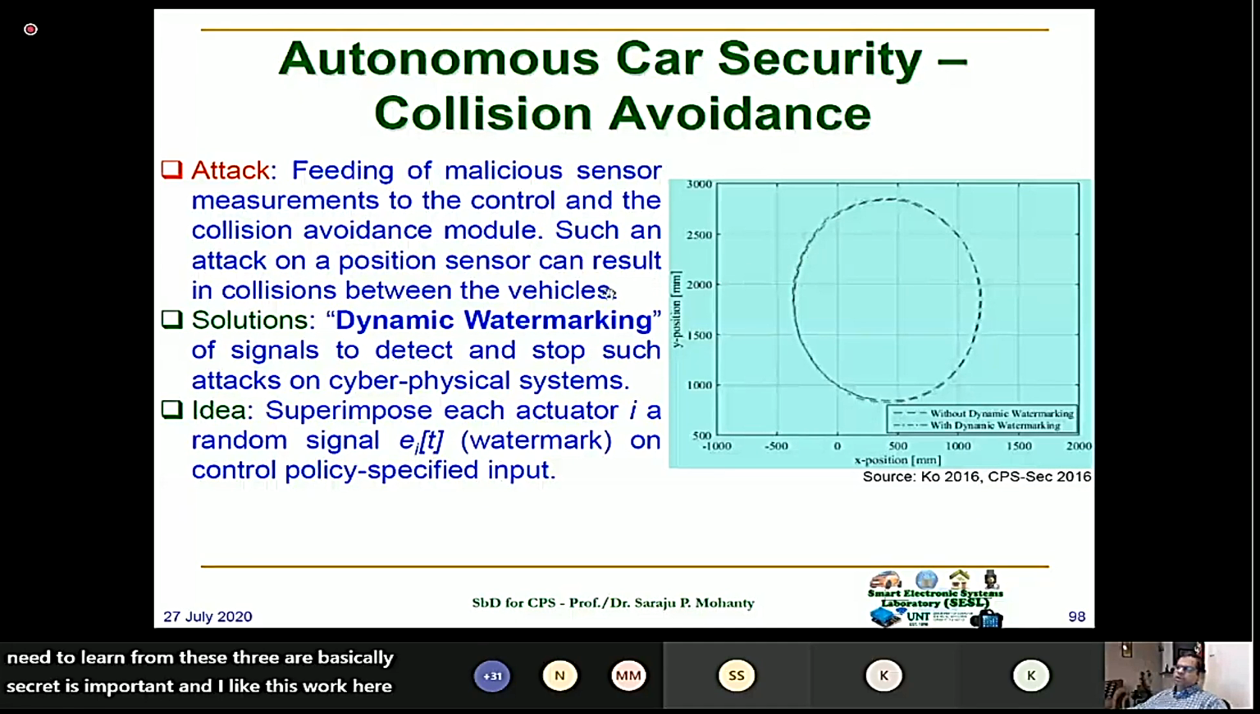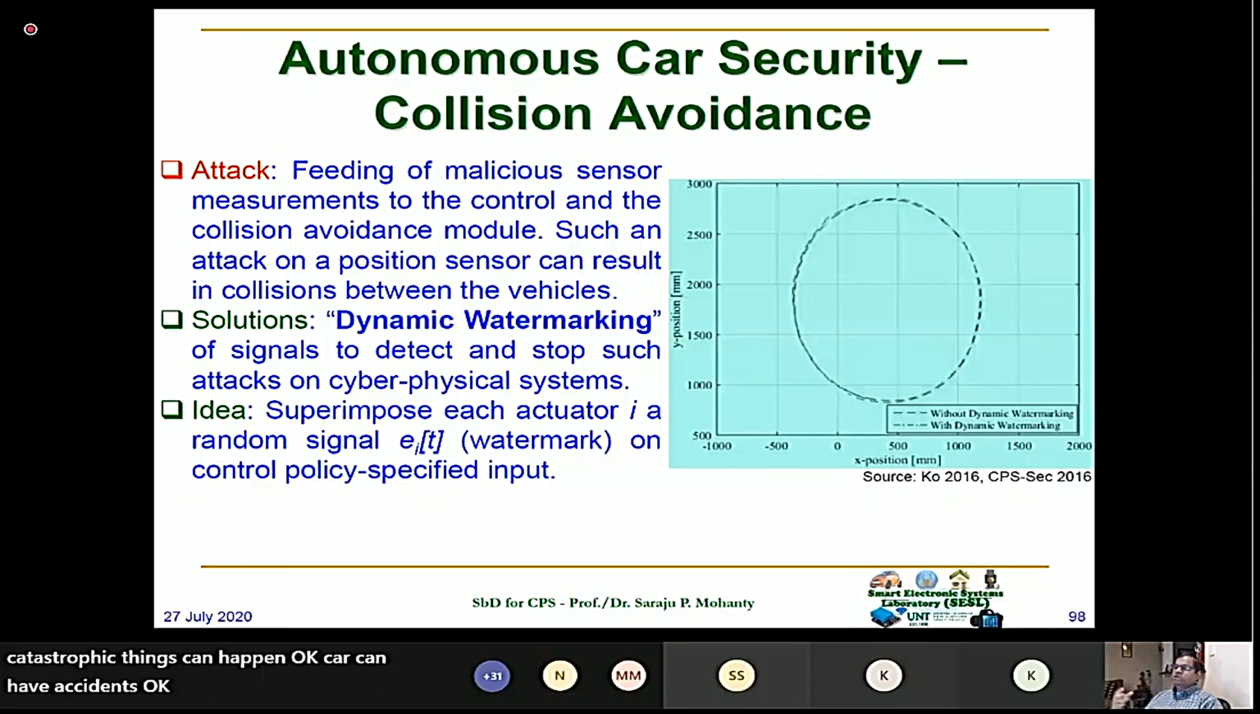From the vehicular security point of view, dynamic watermarking has been used. What is the point here? Remember, I was mentioning that there is a sensor and an actuator. In a vehicle or autonomous car, the actuator needs to get a signal from the authentic sensor. That means the sensor which is supposed to give a value to it for the next action. But if the actuator gets a signal from a hacker, then catastrophic things can happen. Okay, the car can have accidents.